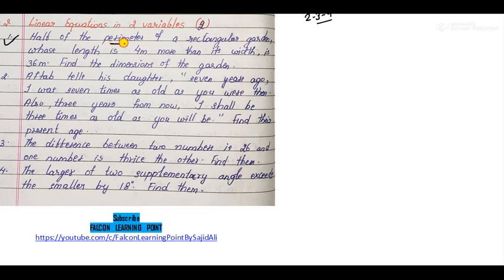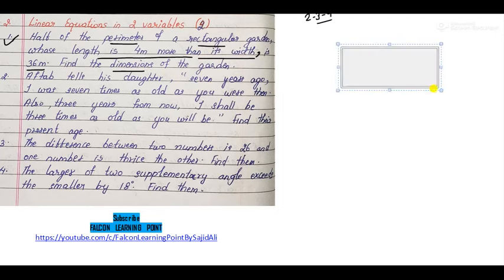Half of the perimeter of a rectangular garden, whose length is 4 meter more than its breadth, is 36 meter. Find the dimensions of the garden. You might have seen a rectangular garden. Let me just show you a rectangle over here.